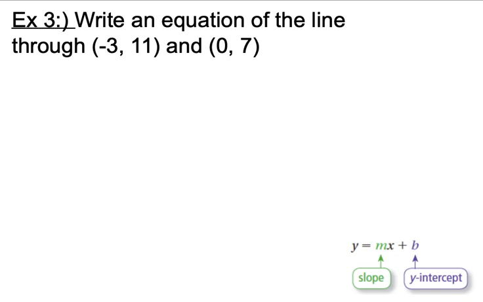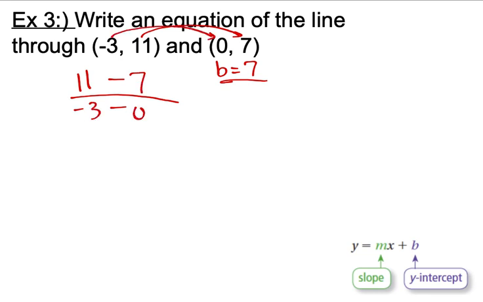Write an equation of the line through negative 3, 11, and 0, 7. First, identify this is the y-intercept. Because it has a 0 in the x position, it is the y-intercept. Then we can go and find the slope. Let's do 11 minus 7 on top, negative 3 minus 0 on bottom.